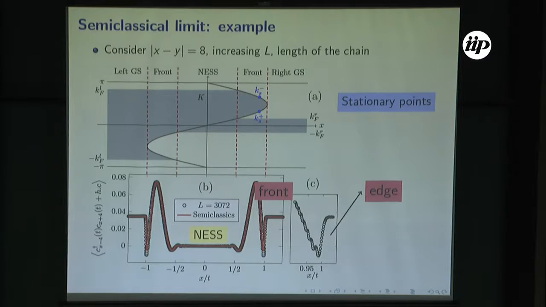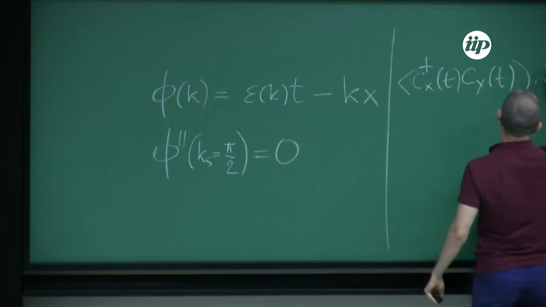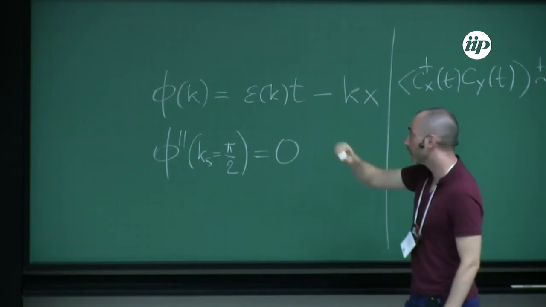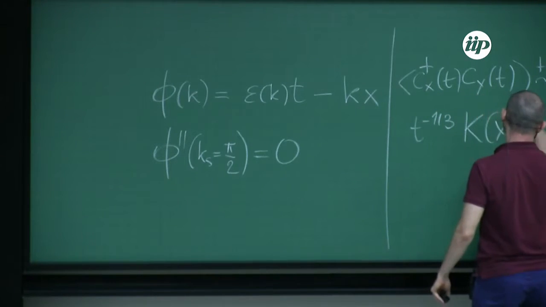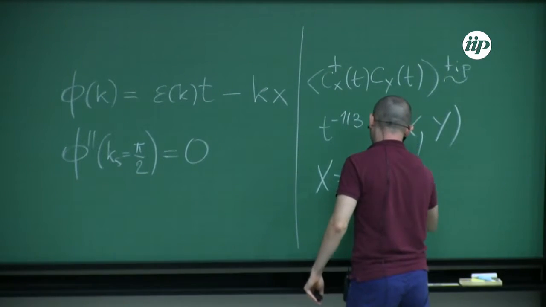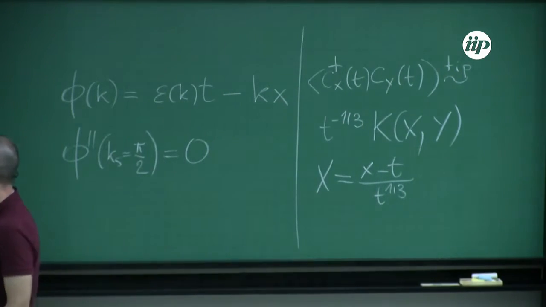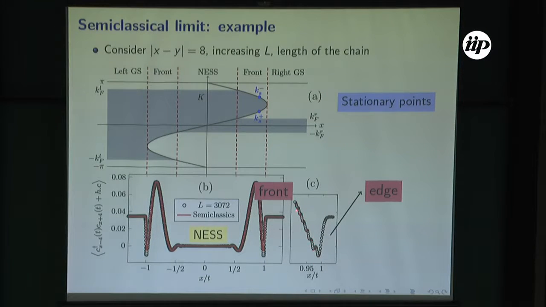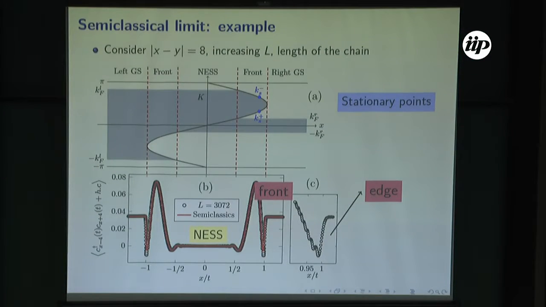So if you compute your correlation function near the tip of the front here, you see that there is some t to the minus one third behavior times a function which is called the Airy kernel, of x minus t divided by t to the power of one third. This signals some Tracy-Widom distribution also for the statistics of the rightmost particle. Okay. You can get this from the stationary phase.